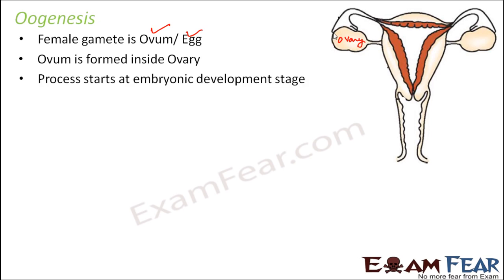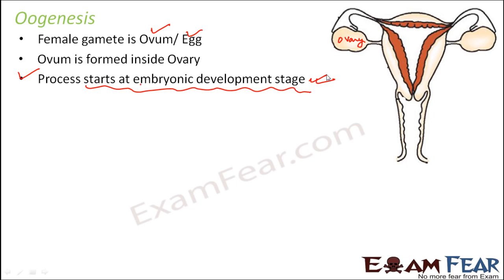Now the question is, when does the process of oogenesis start? In spermatogenesis, we saw that it starts at puberty. In oogenesis, the surprising fact is that it starts at the embryonic development stage. That means even before a girl is born, while she is inside her mother's womb, in the fetal ovary itself, the process of oogenesis starts.